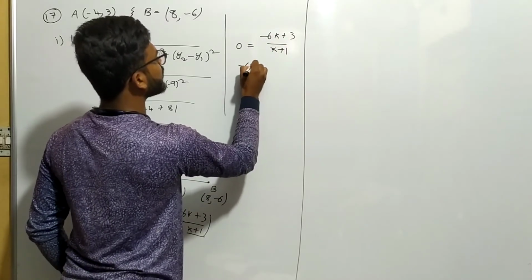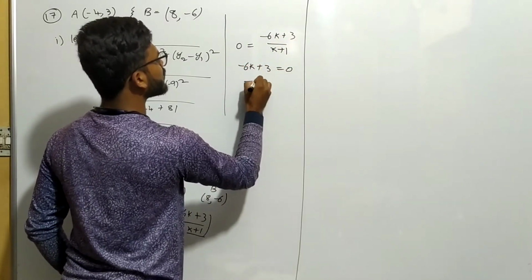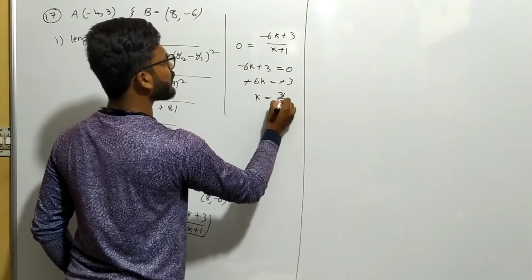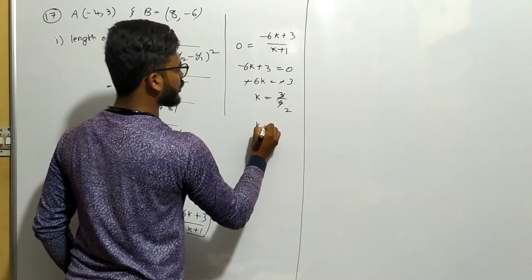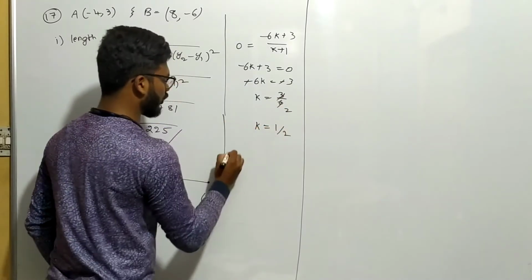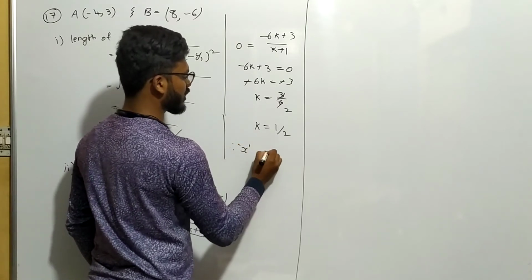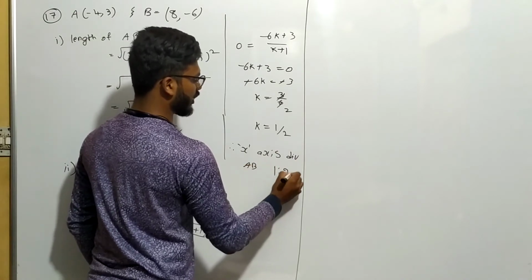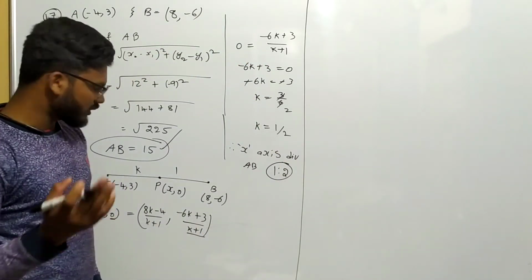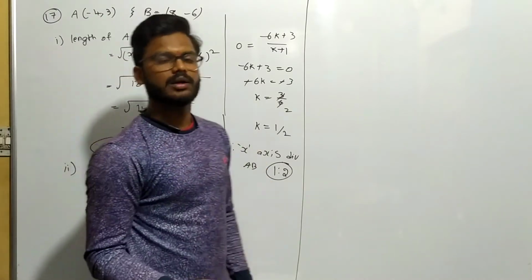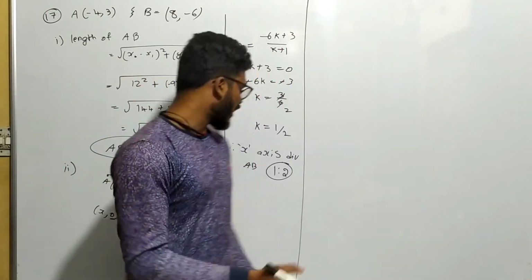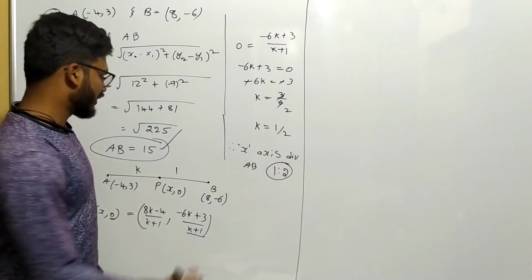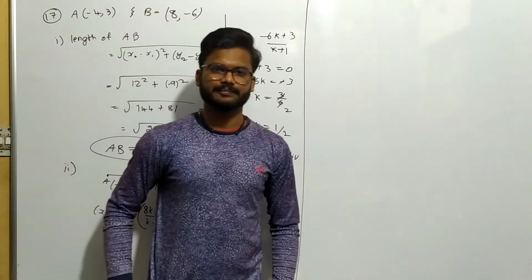Cross multiply: minus 6k plus 3 equal to 0. Minus 6k equal to minus 3, and k equal to 3 by 6. It is nothing but 1 is to 2. So k equal to 1 by 2. Therefore, the x-axis divides AB in the ratio 1 is to 2. Or else, if they ask to find the coordinates of this point also, what you have to do? Here you have to substitute the k value, you will get x. That is nothing but you will get point P.